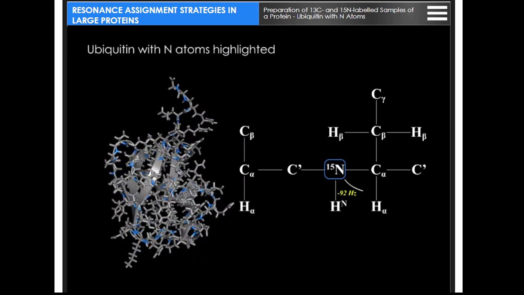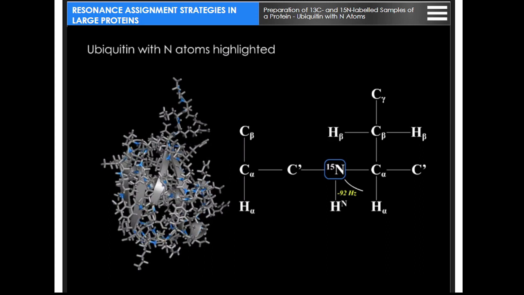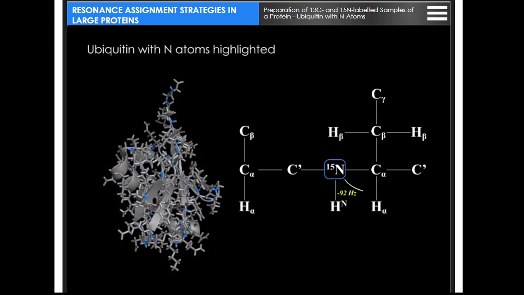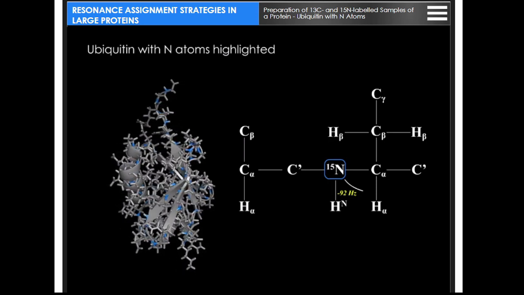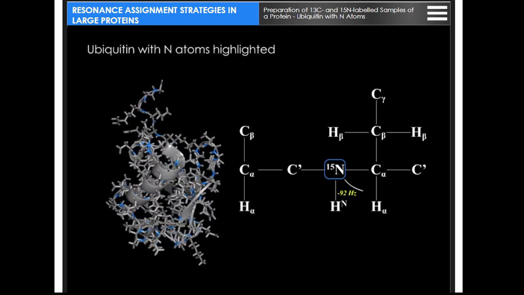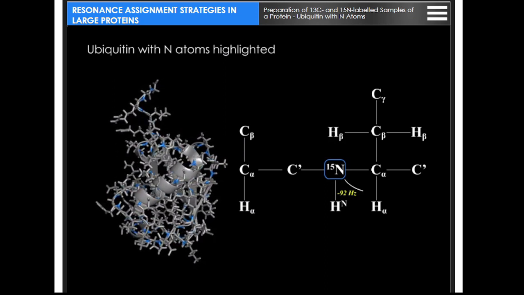Here, the structure of the 76-residue protein ubiquitin is shown with 15N atoms highlighted in blue. Uniform 15N labeling introduces a large J coupling of 92 Hz between nitrogen-15 and the directly attached proton.